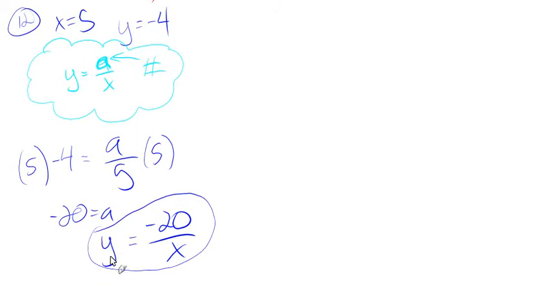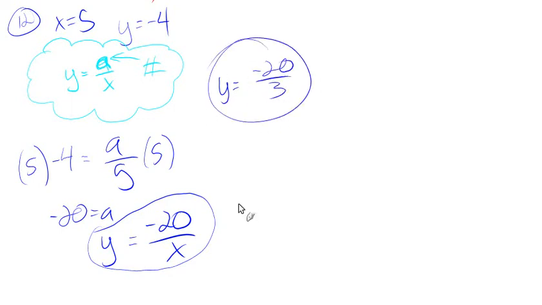On top of that, they want us to find what y equals when x is -3. So y equals -20 over 3. That's not really going to simplify at all, so that would be the answer. Okay. That's number 12. Let's go to number 19.